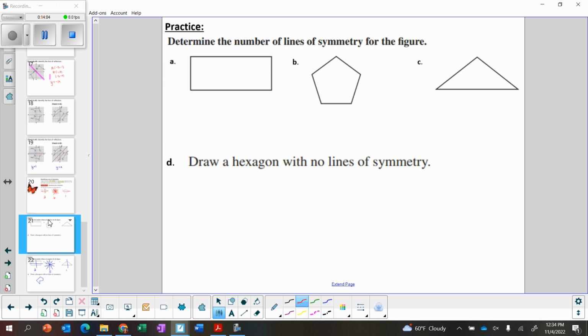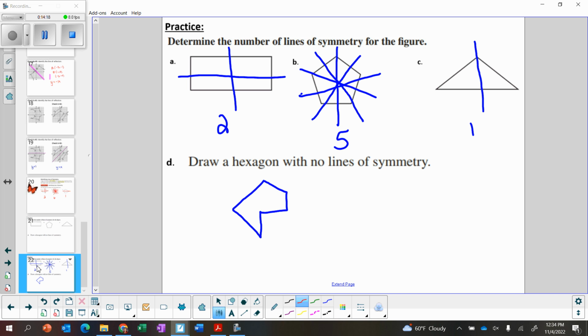So you can go ahead and try these, pause, and when you're ready to see the answers, you can hit play. All right, so the first one had 2 lines of symmetry, the second one had 5, and the third one had 1. Your answer might look very different than mine for draw a hexagon with no lines of symmetry, but that is what I have for mine. There's no line I can draw, and it has 6 sides. And that is our lesson for reflections.